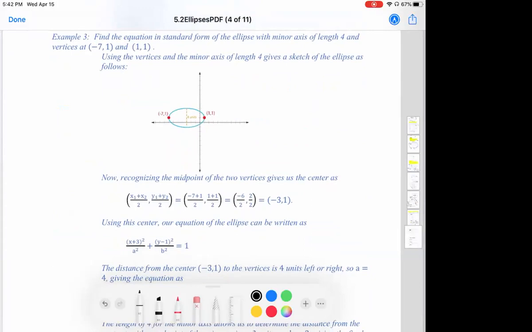Example 3. Find the equation in the standard form of the ellipse with the major axis of length 4 and vertices of negative 7 comma 1 and 1 comma 1. All right, so we have a sketch and we don't really know much. All we know is we have a minor axis of length 4 and the vertices at those endpoints. All right, so we know our major axis is going to be along the x-axis, right? And our shorter one is going to be along the y's.